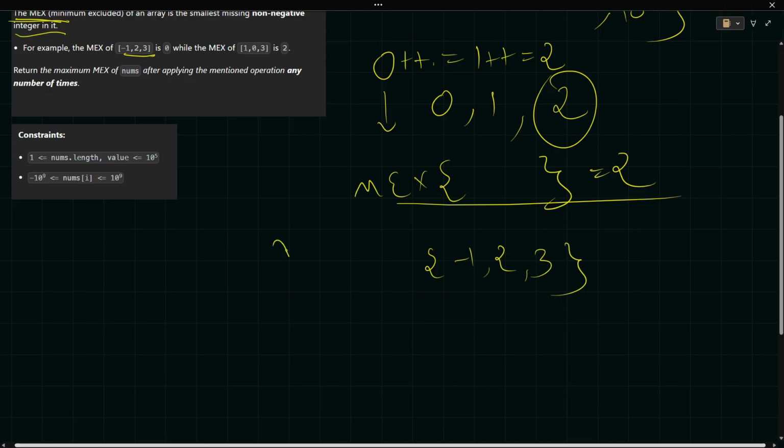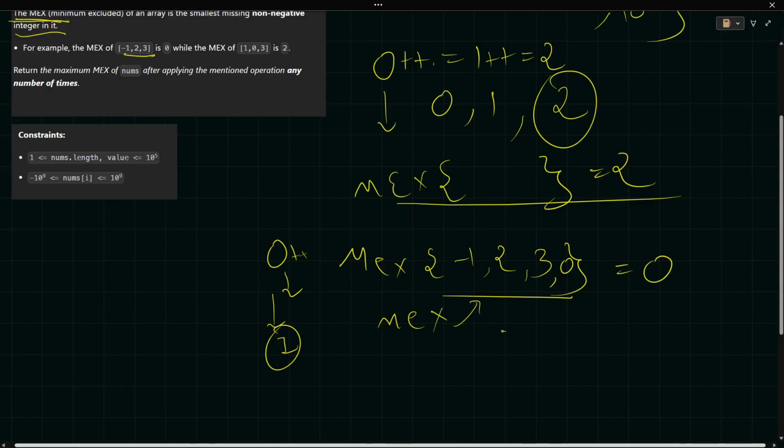So see, we have to start from 0 only. So 0 is not present. So the max of this would be nothing but what? 0. Suppose 0 is present here. So now we would go for what? 0 plus plus, which is nothing but 1. So now after adding 0, this is our new set: -1, 2, 3, 0. So 0 is present here, so we would go for 1, and 1 is not there. So our answer would be max of this set equals 1.